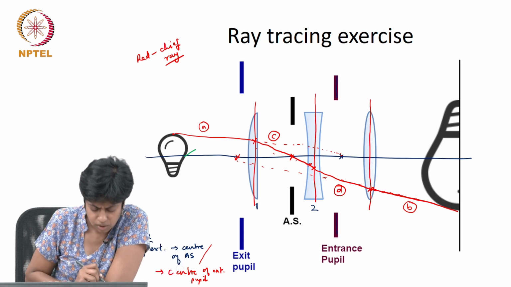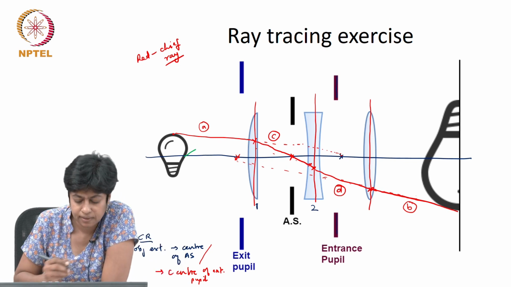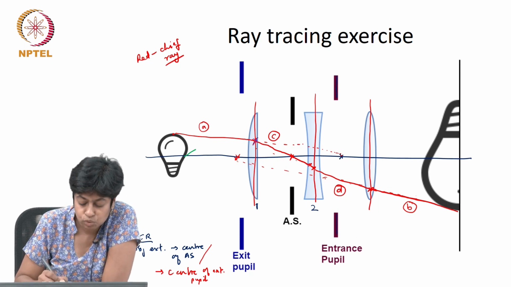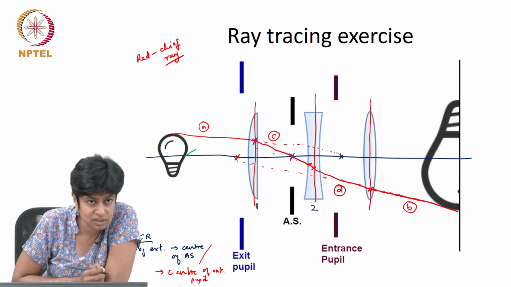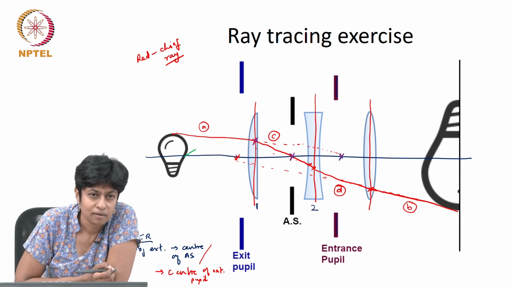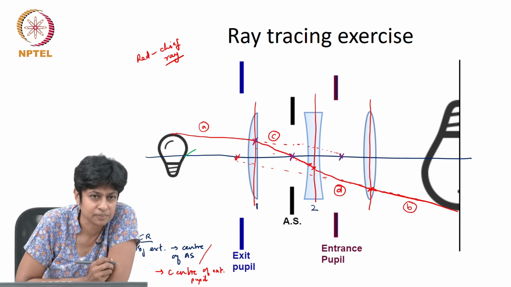Because if, let me just change the color here. If I were to do what you're saying, that means I need to draw a straight line from this point through the center of the aperture stop, and this is the chief ray, so it also has to go through the center of the entrance pupil. I can't draw a straight line through these 3 points in any case, can I? They don't lie on a straight line.